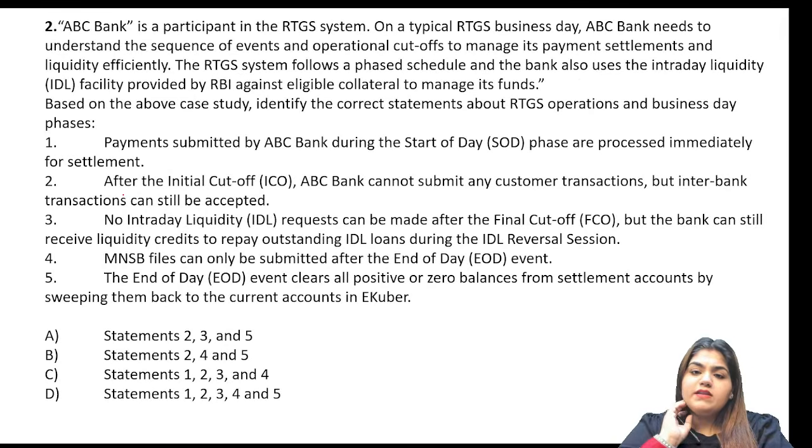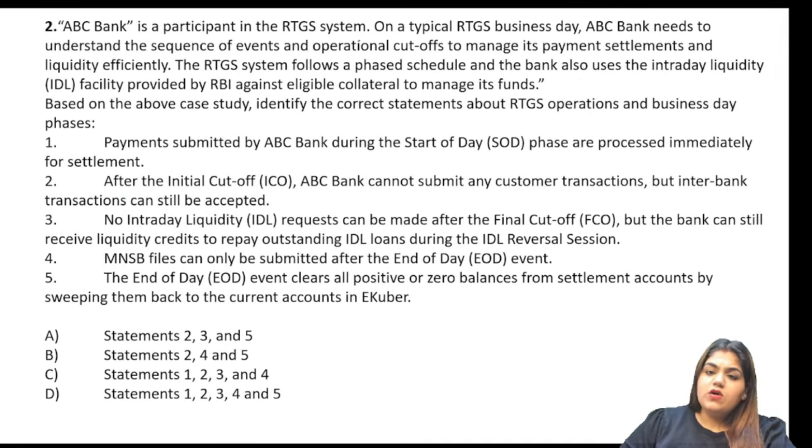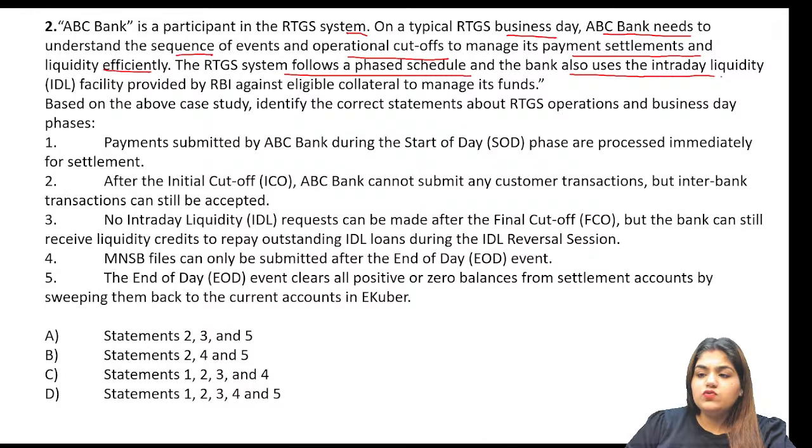ABC Bank is a participant in the RTGS system. On the typical RTGS business day, ABC Bank needs to understand the sequence of events and operational cutoffs to manage its payment system and liquidity efficiently. The RTGS system follows a phased schedule and plan. Banks also use the intraday liquidity facility provided by RBI against eligible collateral to manage their funds. Based on the above case study, identify the correct statement about RTGS operations and business day phases.